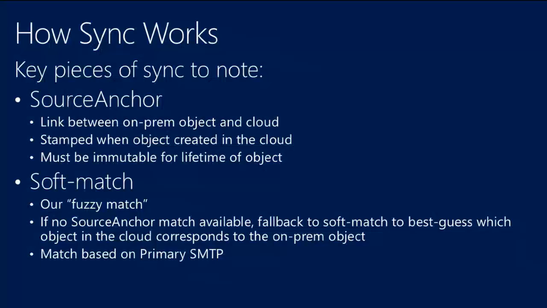Clearly, if it's the way we know this is the same object, you can't change it. If it changes, we'll say this is a new object, and then you're in a whole world of hurt because the objects don't line up, duplicates, all the badness ensues. So it must be immutable for the lifetime of an object.